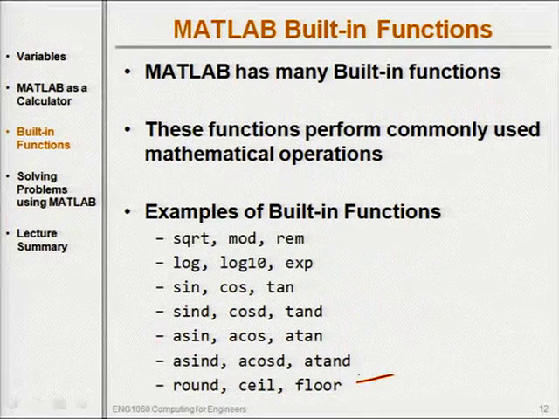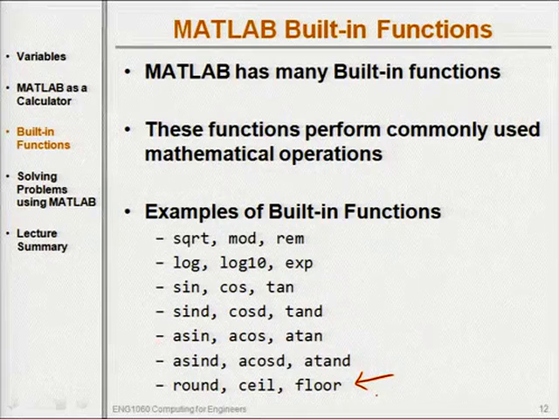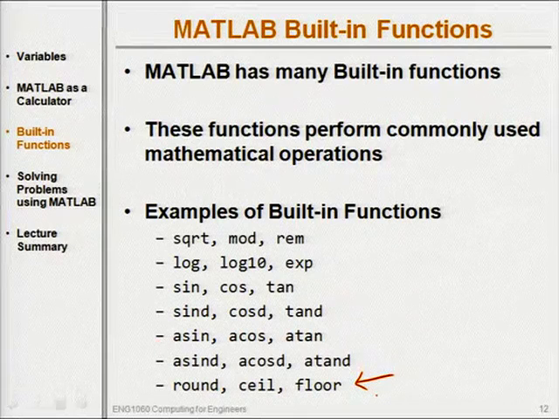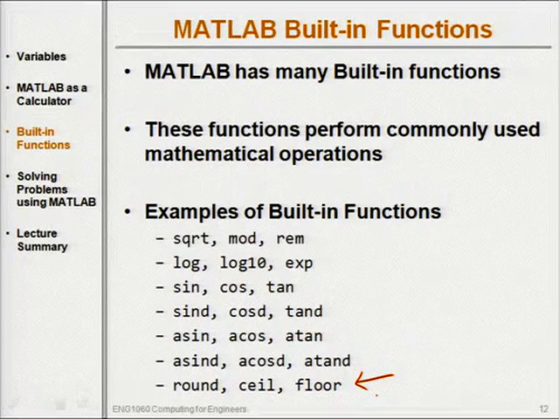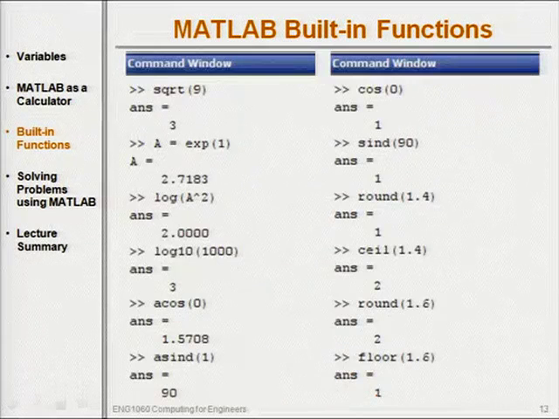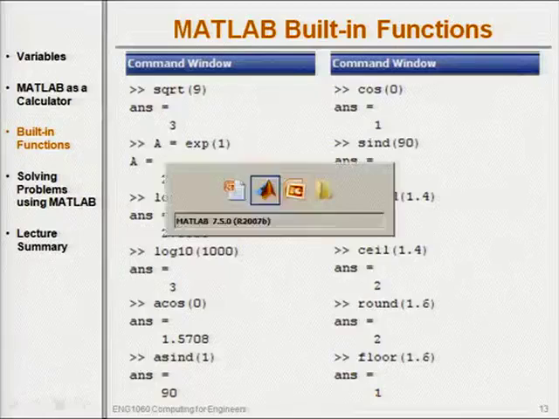You also have these commands: round, ceil, and floor. They are all commands to round numbers for you. So round will just round the number. Then you have ceil and floor, which round to the next integer up or the next integer down. So these are, again, a trial of a few of the commands.